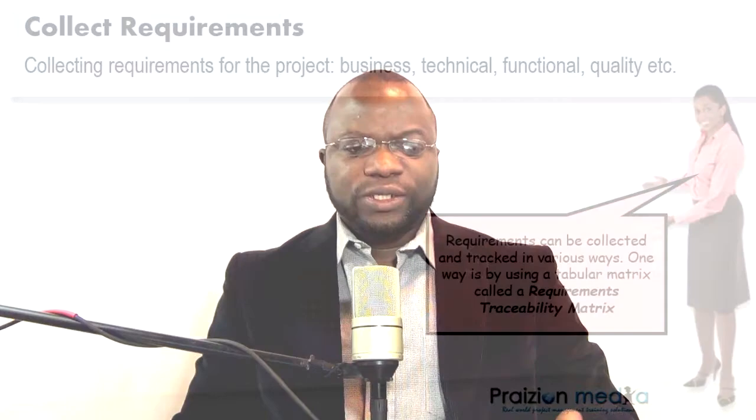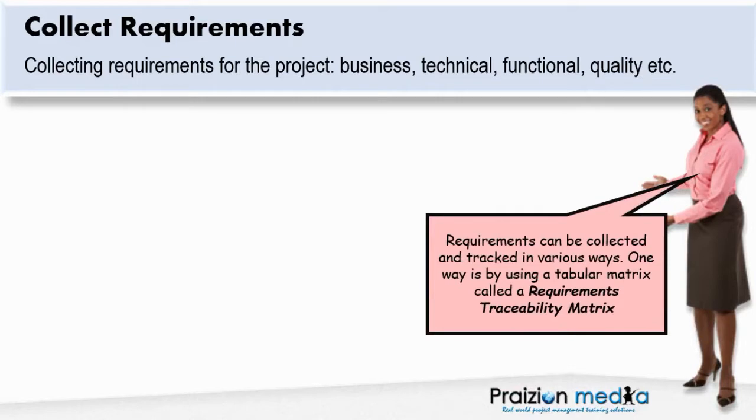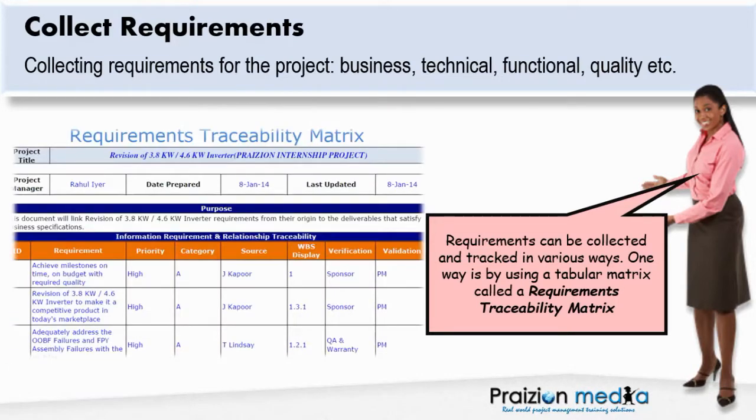Collect requirements. Collect requirements is the process in which we collect requirements for the project. Business requirements, technical requirements, functional requirements, and so on. As you can see on the screen here, it says requirements can be collected and tracked in various ways. One way is by using a tabular matrix called a requirements traceability matrix. And that's what it looks like.